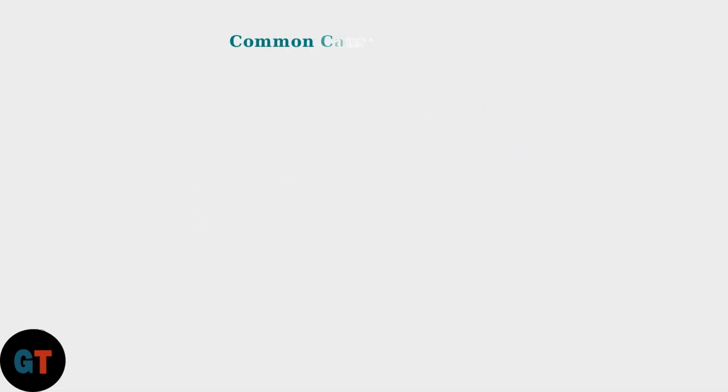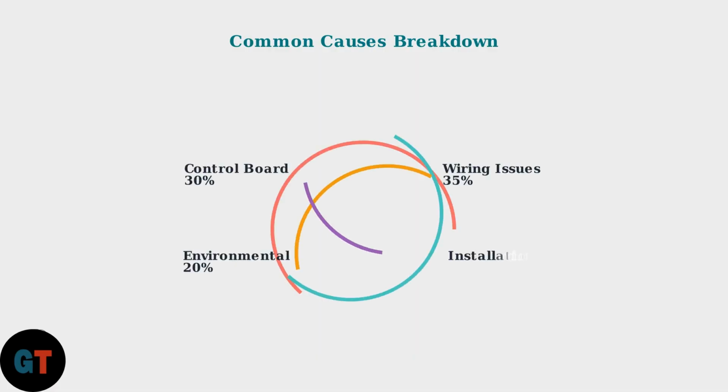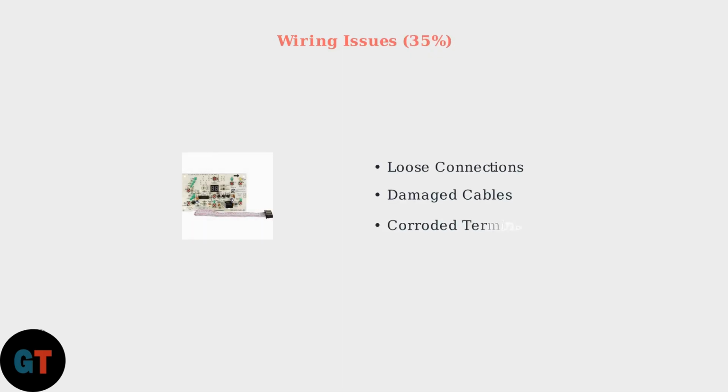Error E6 has four primary categories of causes, each with distinct characteristics and frequency rates. Understanding these patterns is crucial for effective diagnosis and repair. Wiring issues, representing 35% of cases, typically involve loose connections at terminal points, damaged communication cables due to wear or environmental exposure, and corroded terminals caused by moisture infiltration.